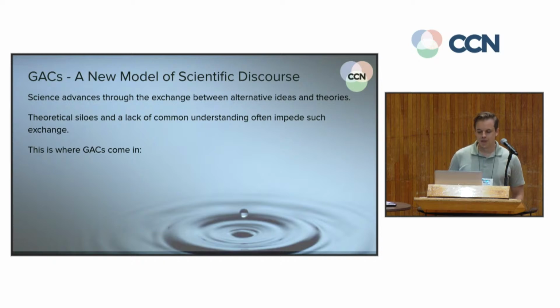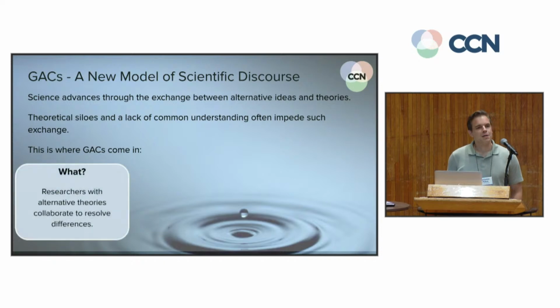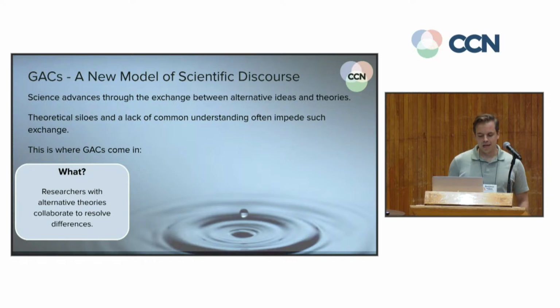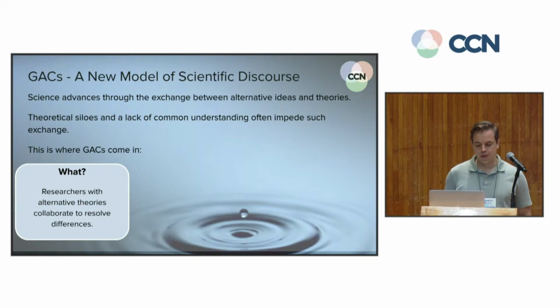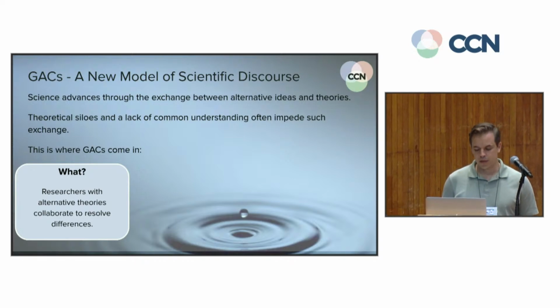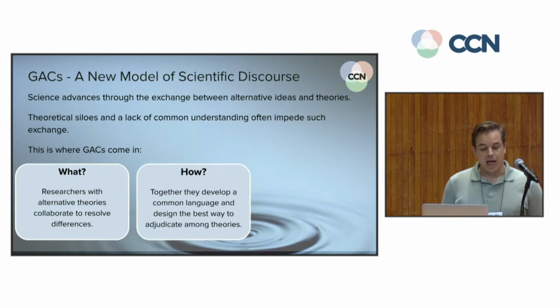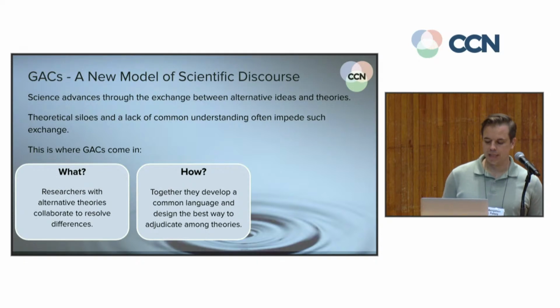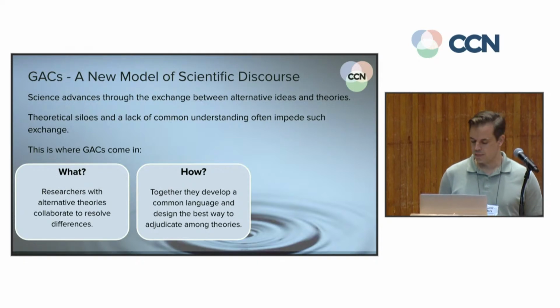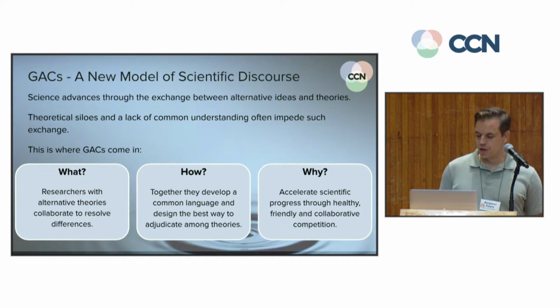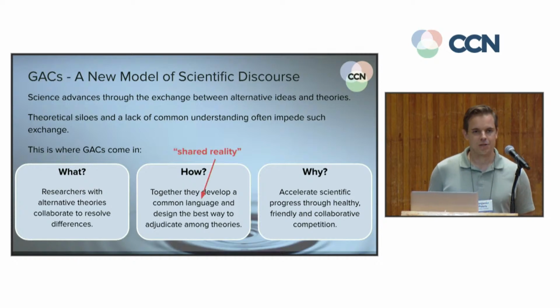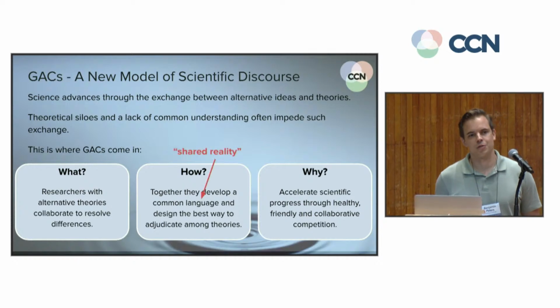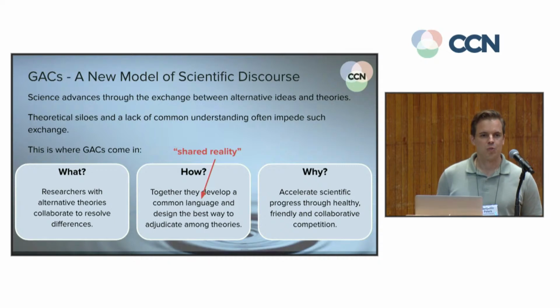And so this is where GACs come in. So what is it? We'll see it live today. Researchers with alternative theories collaborate to resolve their differences. They come together to develop a shared common language and possibly to design the best way to adjudicate among theories. And here the common language is actually what Matthias just called a shared reality, so constructing a shared reality between different theoretical camps. And why? Of course, to accelerate scientific progress.